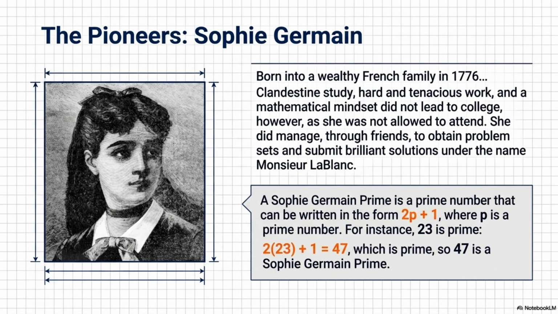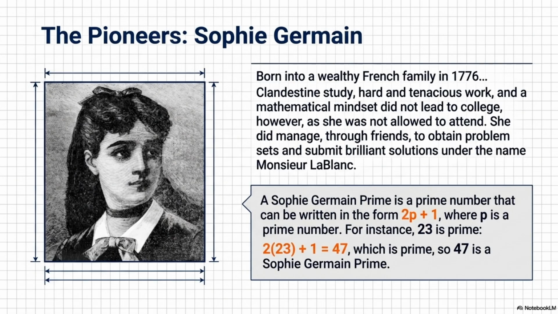The textbook introduces us to a few of these figures who saw the world completely differently, and one of the most inspiring is Sophie Germain. Oh, she's amazing. Born in France in 1776, right? Yeah, right, into a wealthy family. She fell in love with number theory by hiding in her father's library during the French Revolution. But because she was a woman in the 18th century, she was explicitly barred from attending college. Like, she couldn't go to the École Polytechnique in Paris.